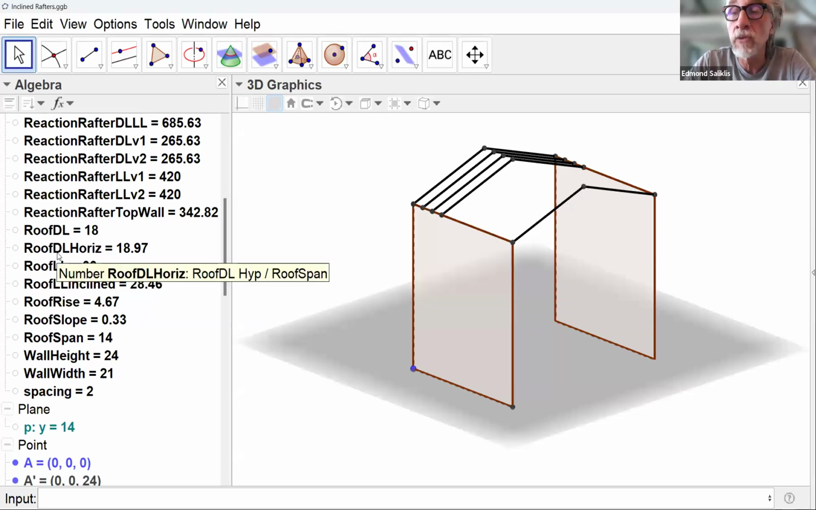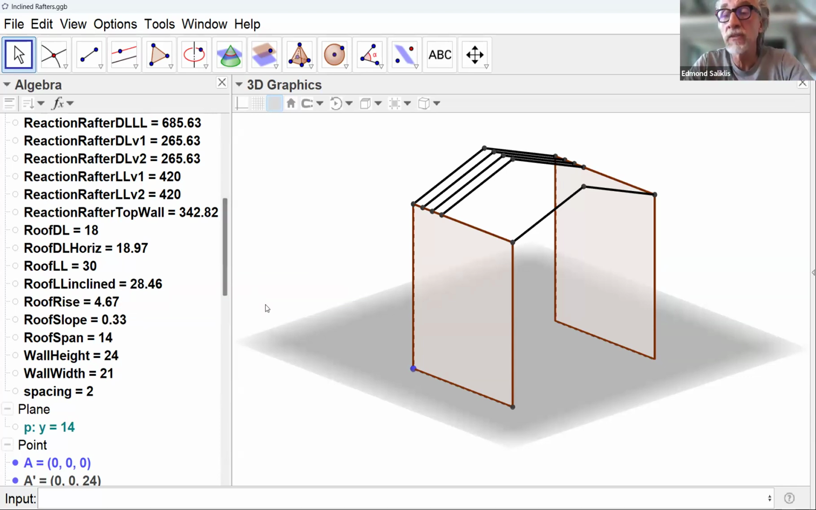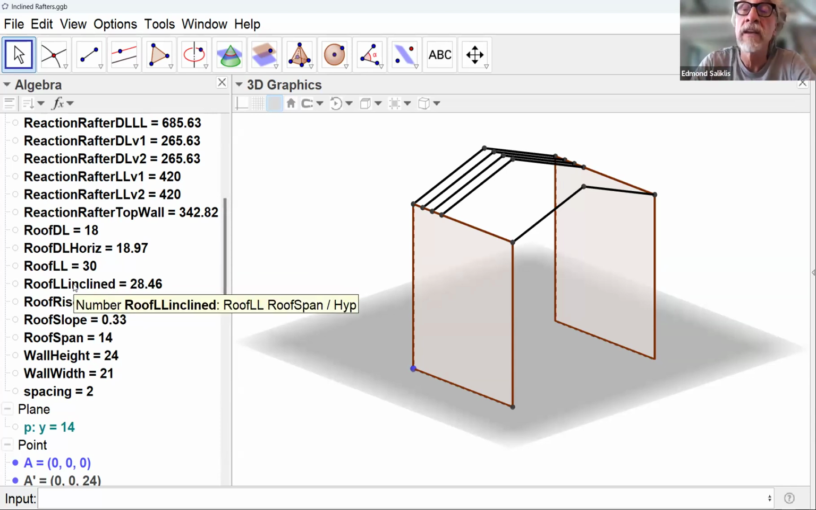So how do I get the roof dead load horizontal? I take the roof dead load and I multiply it by the long number and divide by the smaller number. I'm increasing that load. And I go the opposite way when I change the horizontal load to an inclined load, because I have more length to cover. So I must decrease that load. So I'll show you here. The roof live load was 30. That's on a horizontal plane. The roof live load incline is the roof live load multiplied by the span, the smaller number, divided by the hypotenuse, the longer number. Okay?